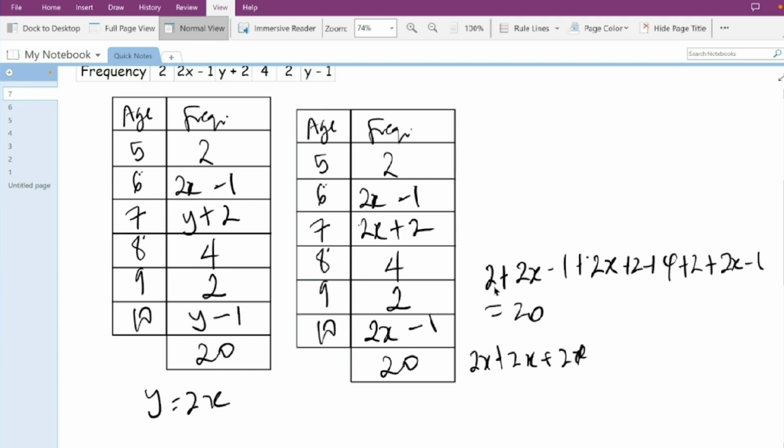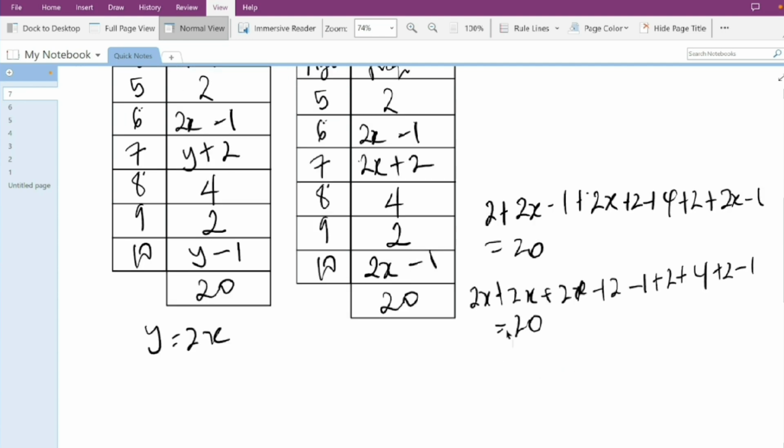Then you have this 2 has a plus in front of it, although it's not written. When it's not written, it carries a positive sign, so you have plus 2. Then the next one that follows as a constant is minus 1. Then after that, you have plus 2 plus 4. So you see plus 2 plus 4, then another plus 2, then the last one, which is minus 1, should all equal 20. Adding like terms, you have 2x plus 2x is 4x plus 2x is 6x.